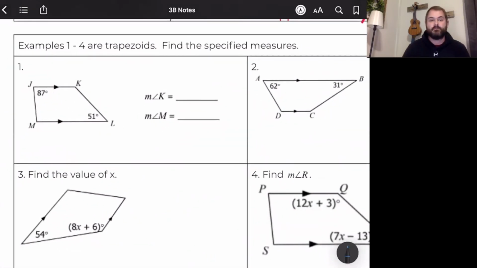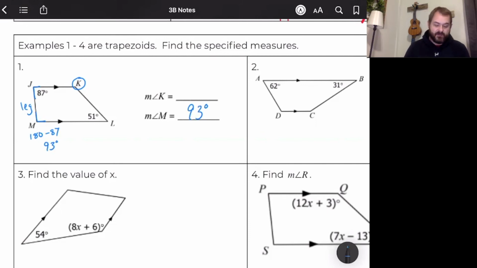All right, so those are our properties, and we're going to use those properties to solve some problems. Okay, most of this is as simple as understanding which two angles would be supplementary. So number one here, this is a trapezoid. We have angle J. Its other base angle would be angle K. However, the angle that would be supplementary to J would be this other angle that shares this leg, and that would be angle M. Okay, so angle J and angle M will add up to 180 degrees. So I'm going to do 180 minus 87 here, and I get 93 degrees. So the measure of angle M is 93 degrees.